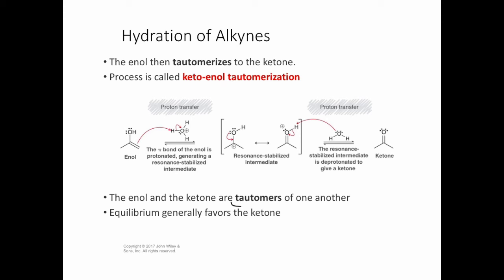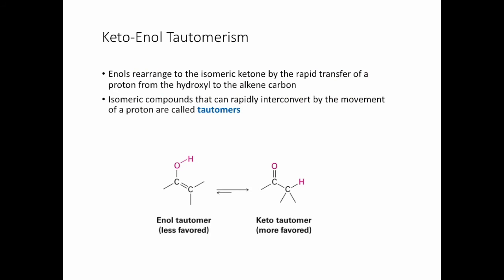The enol and ketones are tautomers, and the equilibrium generally favors the ketone. So tautomers are just isomeric compounds that can rapidly interconvert by the movement of a proton. And these would be constitutional isomers because there are different functional groups and the atoms are connected in a different order. So here we have an alkene and an alcohol. Here we have a ketone functional group. And the keto tautomer is favored because the carbon-oxygen double bond is stronger than a carbon-carbon double bond.